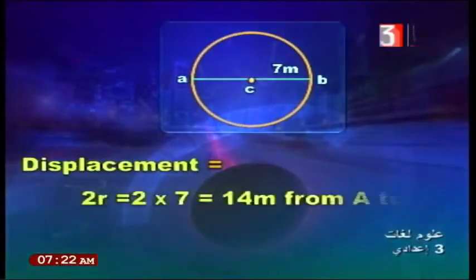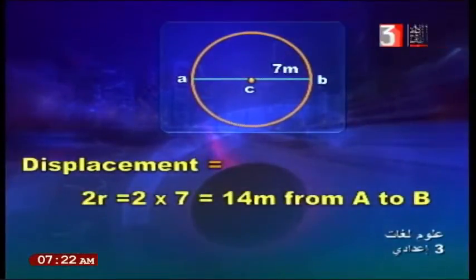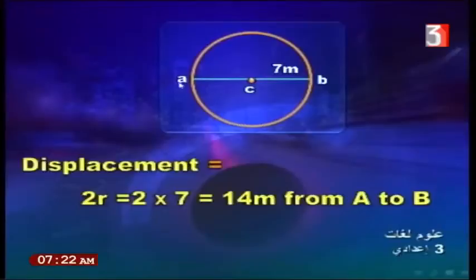If you want to find the displacement, it equals r, because the value of a displacement equals the shortest straight line between the start and end point. So the displacement value equals double the radius, or the diameter. Again, displacement when an object covers half of a circumference equals double the radius, or diameter. So 2 times r, or 2 times 7, equals 14 meters from A to B, or from start point to end point.